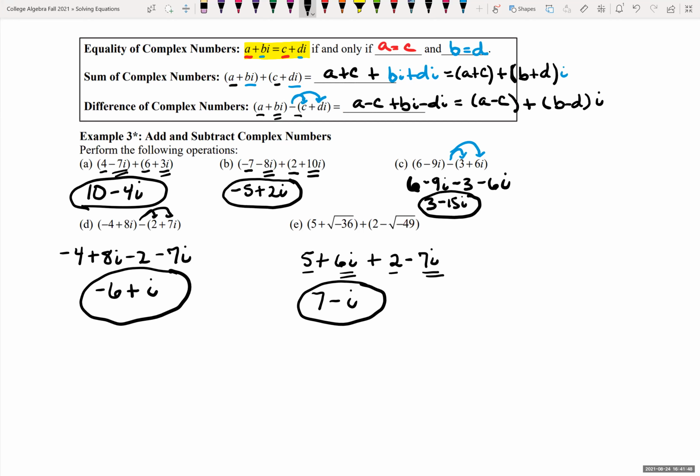So adding and subtracting complex numbers shouldn't be bad. And then multiplying complex numbers, we have to be careful, and we have to use that fact that i squared equals negative 1.